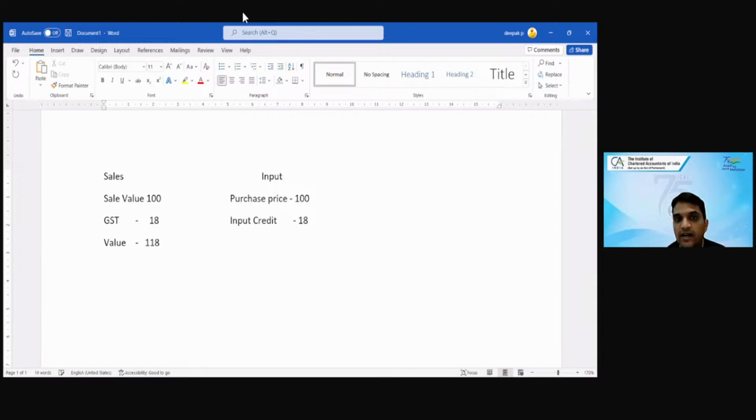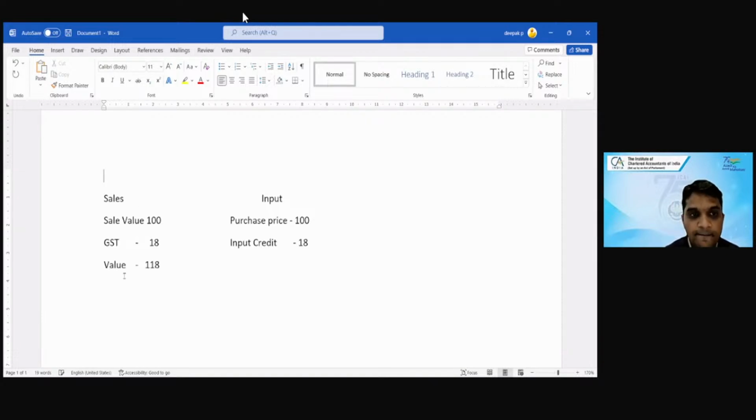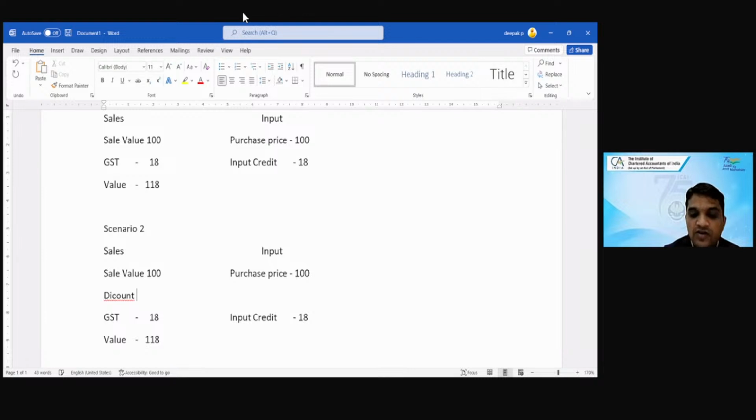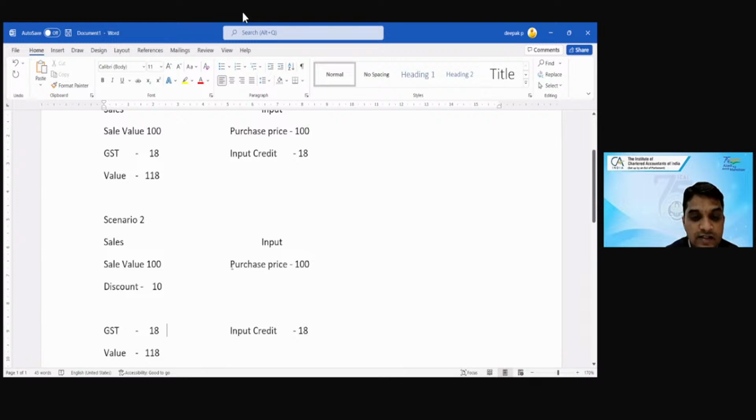Now when I make a sale, I have sold this to you. Now somebody was asking a question, sir, what do you mean by recipient has to reverse the ITC? Which means that if you make a sale and you give a discount, okay, this is scenario one. Now we'll go to scenario two. Scenario two is where I made a sale. Now you have come to me and said, boss, I can't pay you so much, give me some discount. Okay, I agree with you and give you discount. How much do I give discount of? Say 10 rupees. Okay, so I have given you a discount of 10 rupees. In this case, what will be the GST? What will be the GST I will charge?